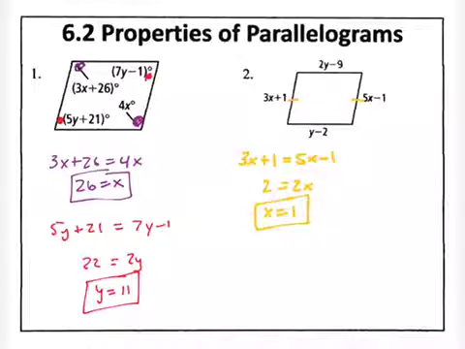And then to find y, we'll do the same thing. We know they're congruent. So that's 2y minus 9 equals y minus 2. Subtract y over, you get y. Add 9 over, you get 7. So y equals 7.